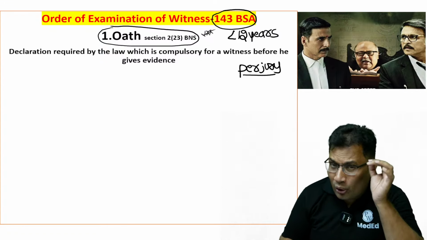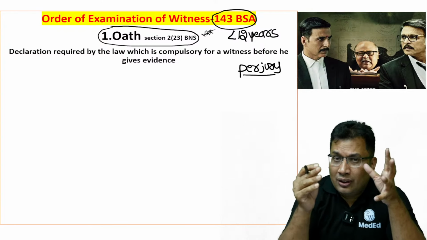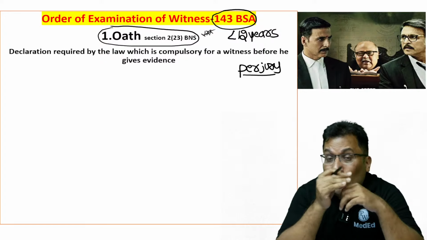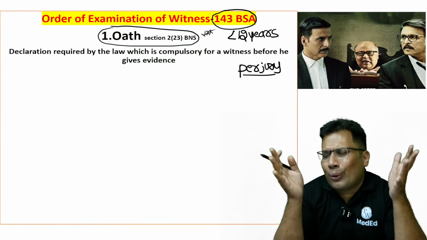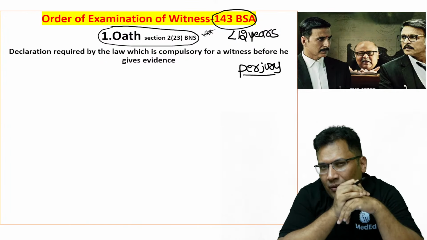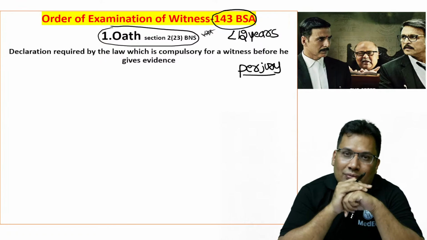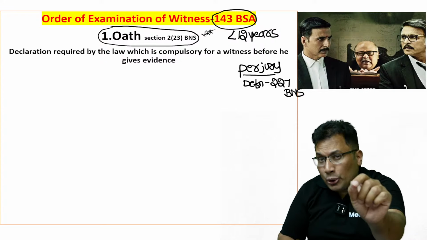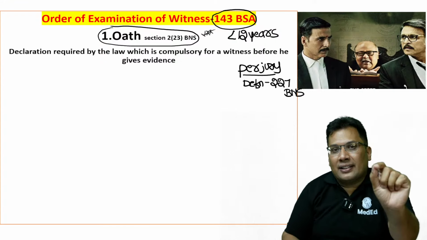So perjury is a broad term. It includes hostile witness, it includes medical legal documents also. It's a very broad term. Perjury is very commonly asked, defined under section 227 BNS. What is perjury? 227 BNS.